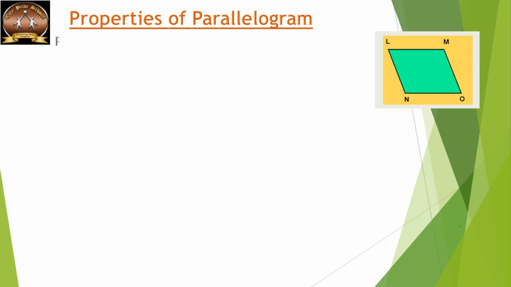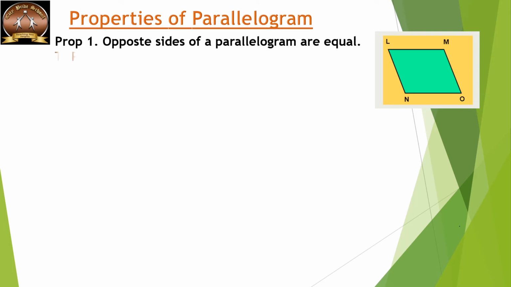So let us prove the first property of parallelogram. We have here parallelogram LMON. According to the first property, opposite sides of a parallelogram are equal. So in here, what we need to prove? LM is equal to ON and LN is equal to MO. That is, we need to prove.